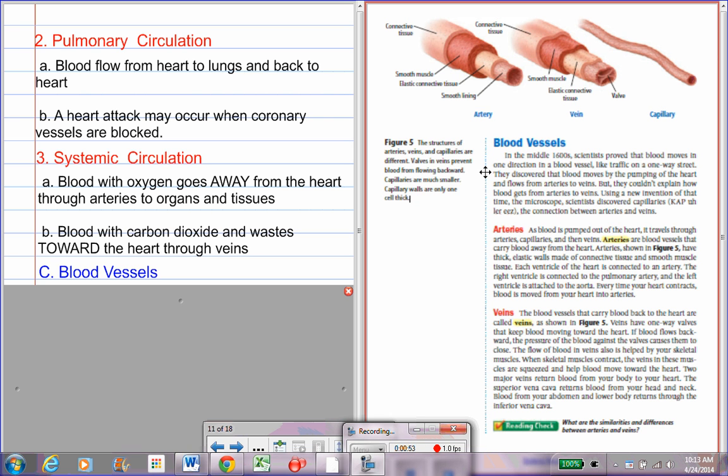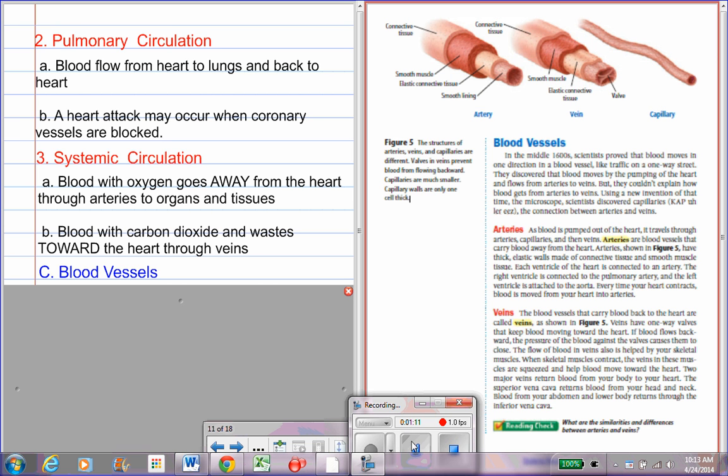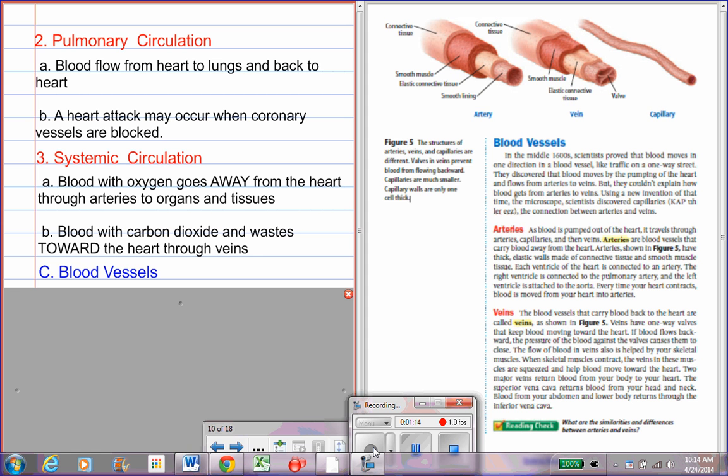They discovered that blood moves by the pumping of the heart and flows from arteries to veins, but they couldn't explain how blood gets from arteries to veins. Using a new invention of that time, the microscope, scientists discovered capillaries, the connection between arteries and veins. Okay, so this paragraph is kind of informative, but it really doesn't tell us anything that we're going to need to know and memorize. Just some good information for you.